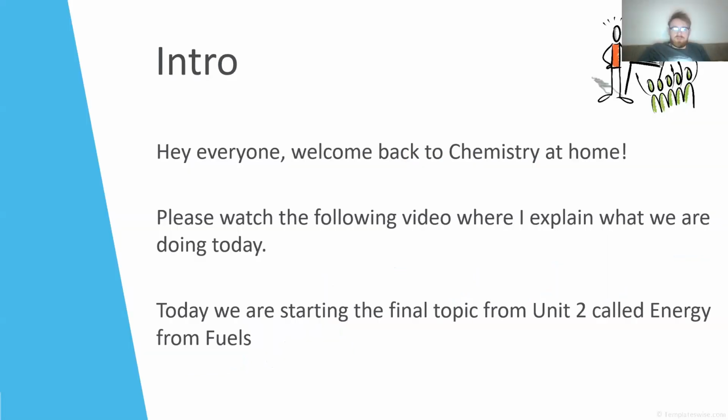Okay, so quick introduction. Today we're starting the final topic from Unit 2, which is called Energy from Fuels. You've already done your first two topics: homologous series, alkanes, alkenes, cycloalkanes, and then everyday consumer products, which is alcohols and carboxylic acids. So today, final topic, energy from fuels.